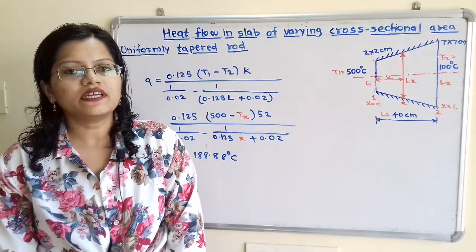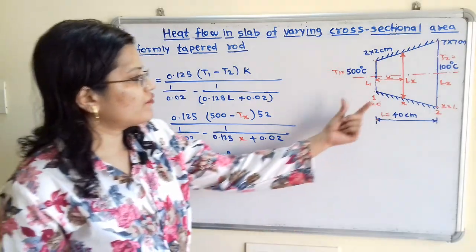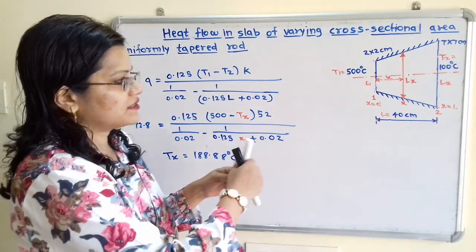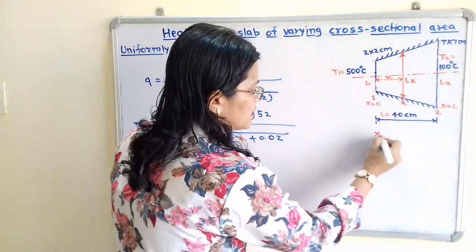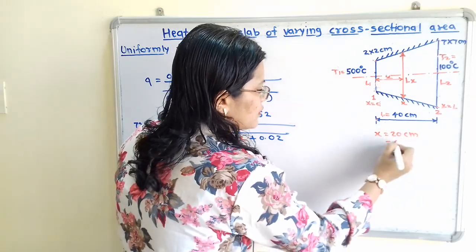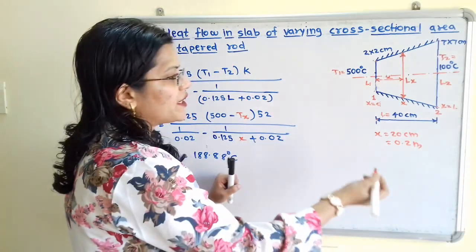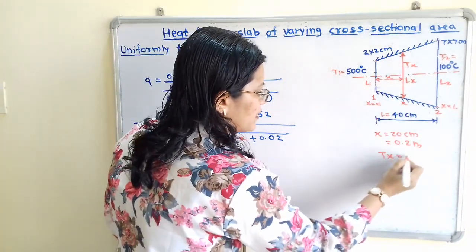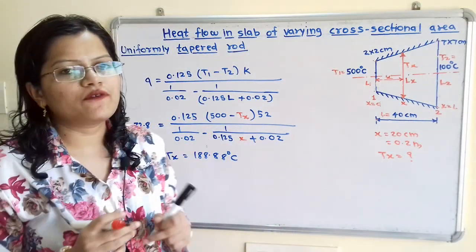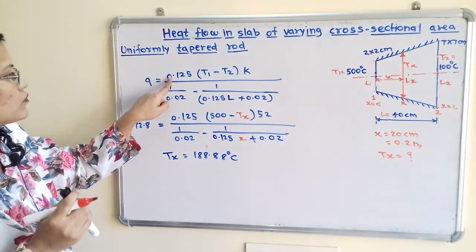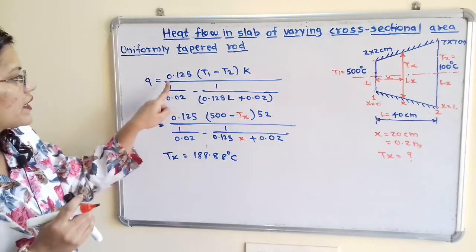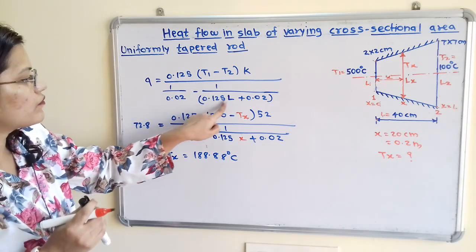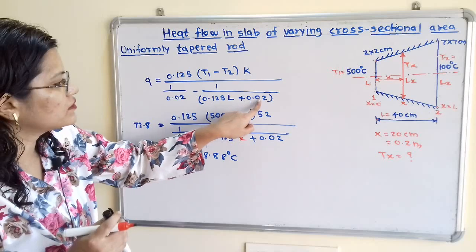Now we will find out the temperature at the distance of 20 centimeter from this hot end. So we will consider this distance x is equal to 20 centimeter and that is equal to 0.2 meter. So what is the temperature at a distance x? We will consider this temperature as Tx and we have to find out this temperature Tx. Now if we observe the formula for Q is equal to 0.125 T1 minus T2 K divided by 1 divided by 0.02 minus 1 divided by 0.125 L plus 0.02.